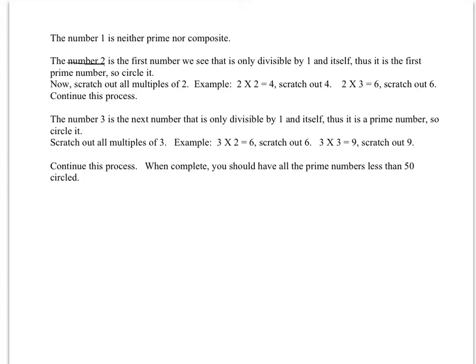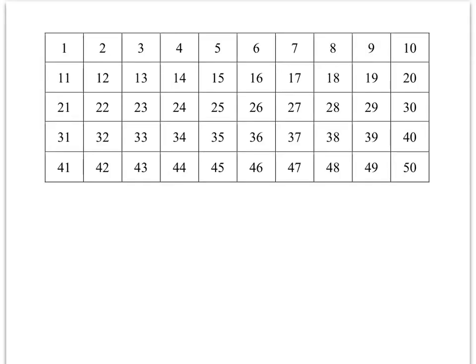Now we start over. We start at the beginning. Now we're going to consider the number 3. Hey, it's the next number that's only divisible by 1 and itself. Thus, it's a prime number as well. But then we're going to scratch out all the multiples of 3. And on this page, it says that 2 is a prime number because it's only divisible by 1 and itself. So we're going to circle the number 2.